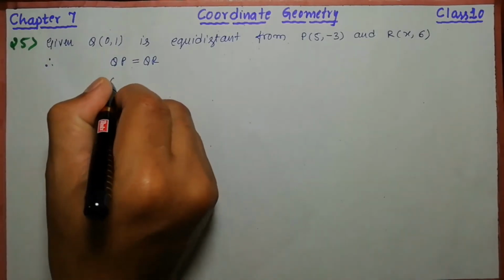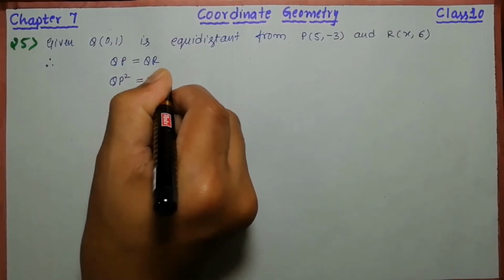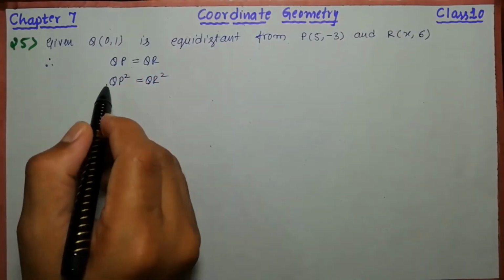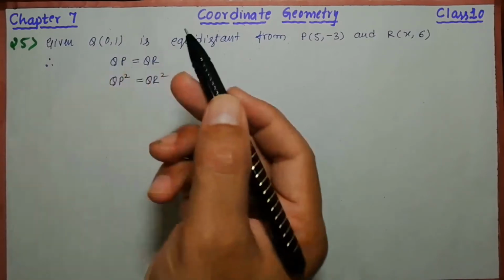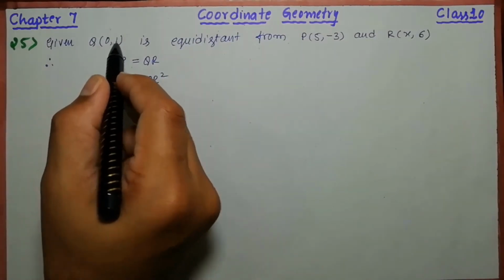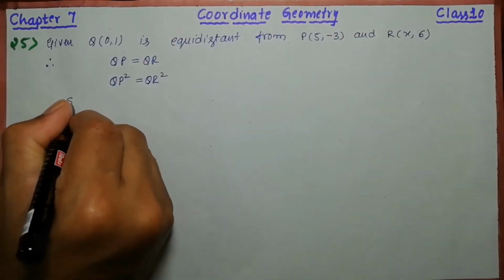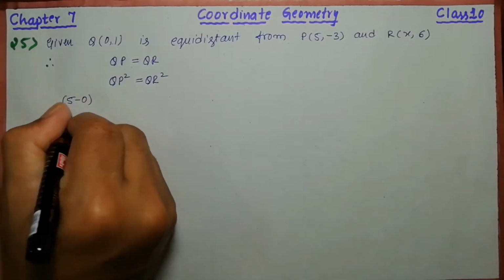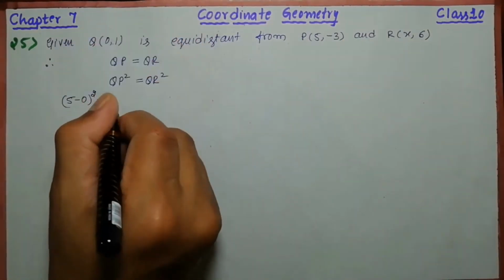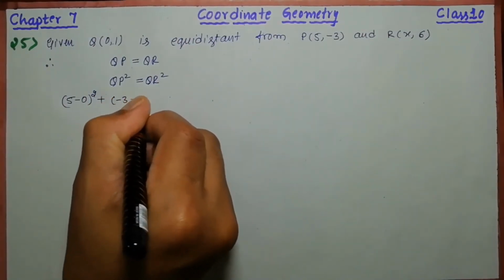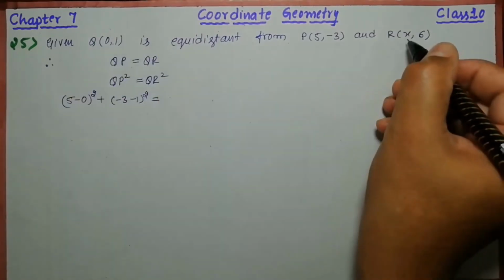Now I'm going to square this one. QP square is equal to QR square. QP means distance from Q to P, whole square. I will take this one as x1, y1 and this one as x2, y2. Now look at here: 5 minus 0 whole square, and then plus minus 3 minus 1 whole square, which is equal to QR, where Q and this is R.